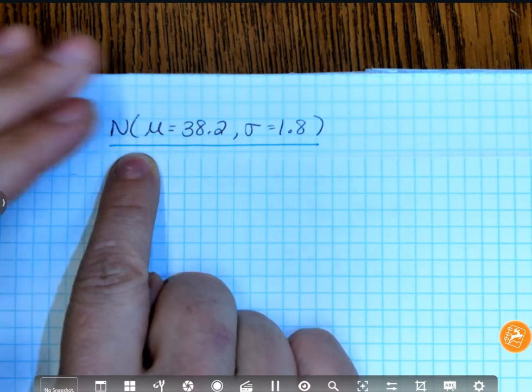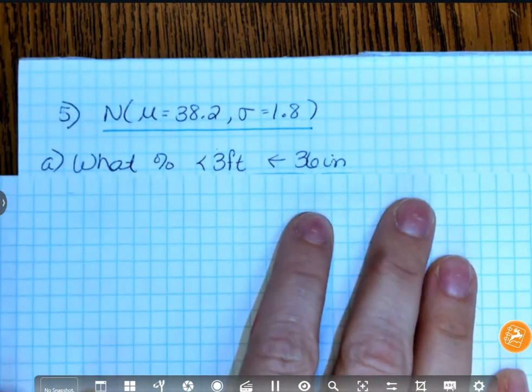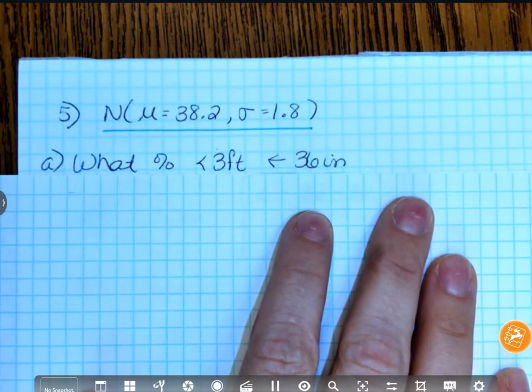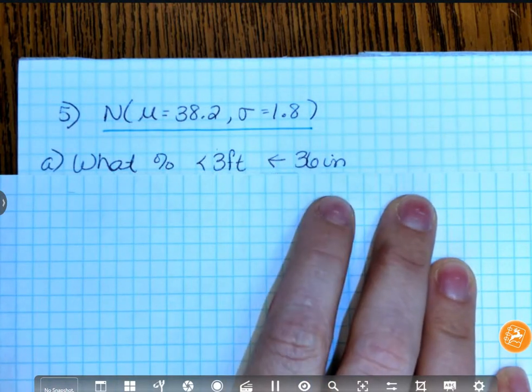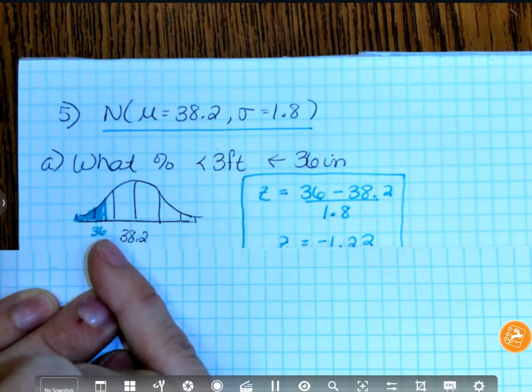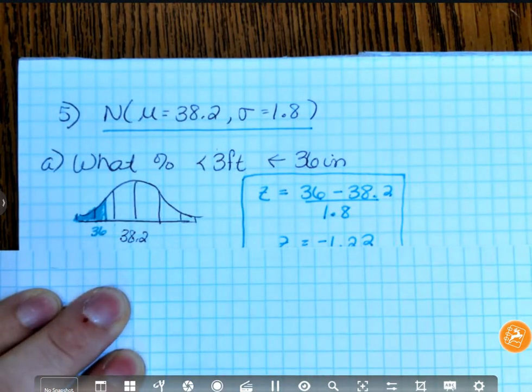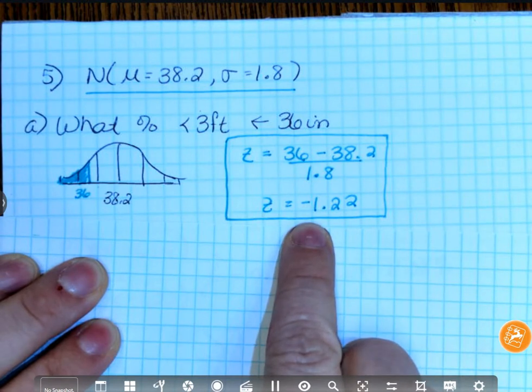Once you have that written down, here is what work you need to show. Since number 8 A is talking about what percent is less than 3 feet, change that into inches first. And understand that what we're talking about here is this piece. Your work that can be shown has a couple of different options. Number 1, you have to show the calculation for z-score. That is not an option.